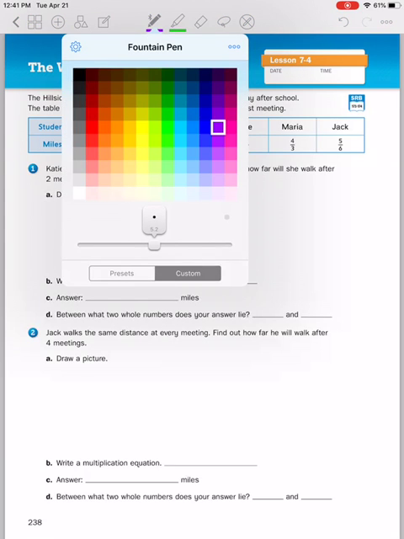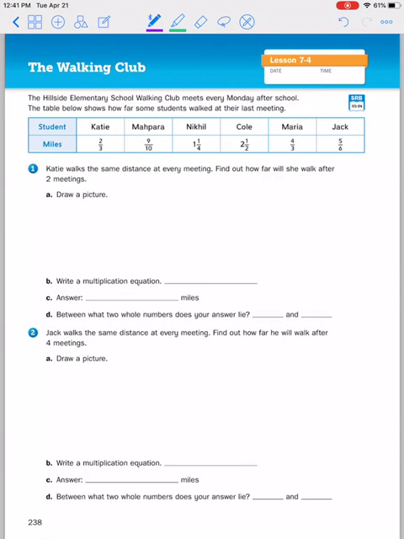Okay, so let's look at problem number 1. It says Katie walked the same distance at every meeting. How far will she walk after 2 meetings? So A is asking you to draw a picture, B is write a multiplication equation, C is the answer, and D is talking about what whole numbers is it between. So let's look at Katie. Katie went 2/3 of a mile every time she walks, so each meeting. So how many miles will she go after 2 meetings?